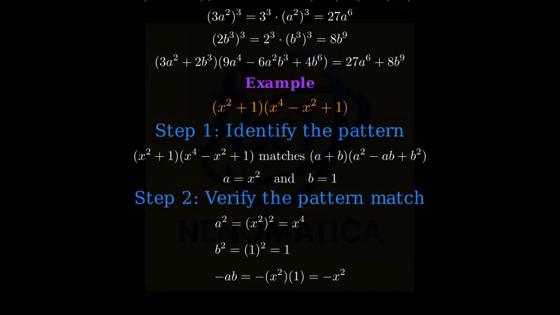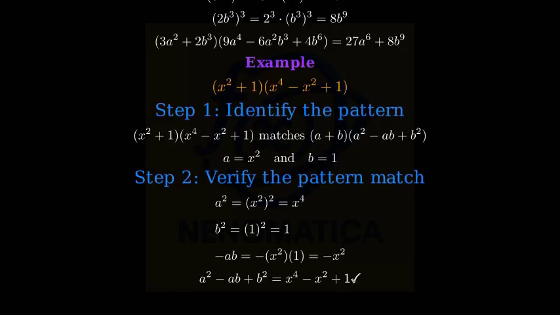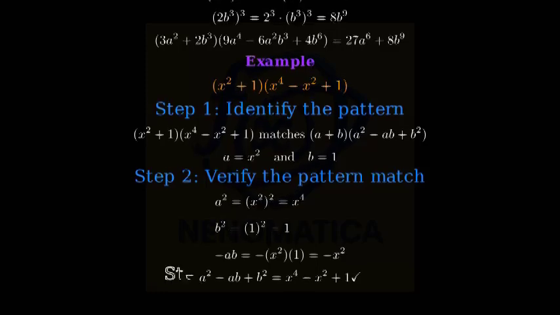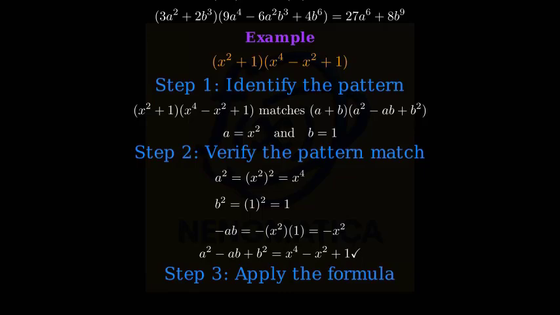Also, the middle term should be negative a times b, which is negative x squared times 1, which equals negative x squared. So indeed, our second bracket is exactly equal to a squared minus ab plus b squared with our substitution of a equals x squared, and b equals 1. Now we can apply our special product formula.